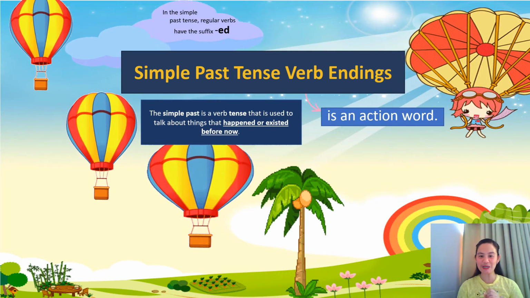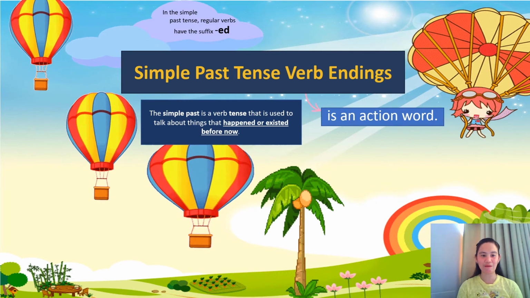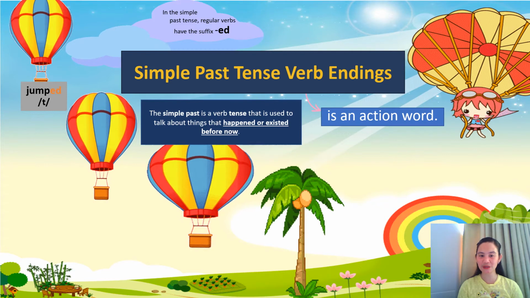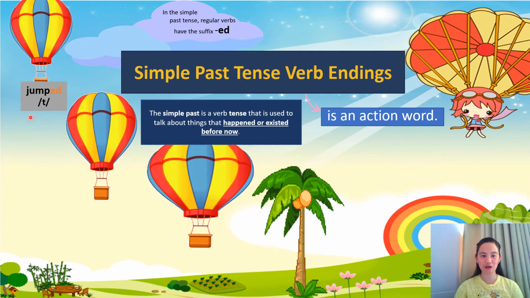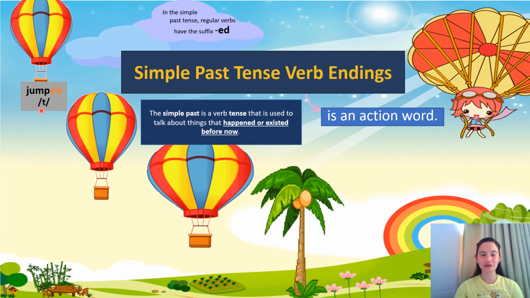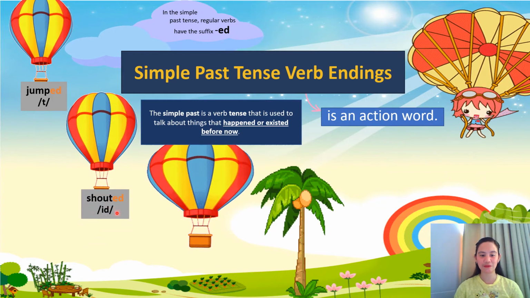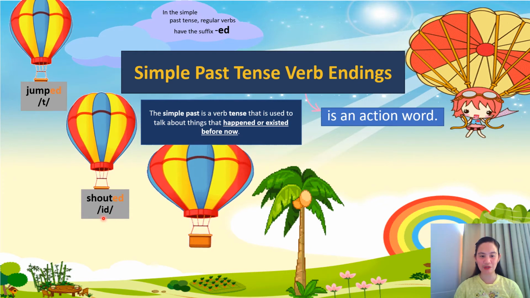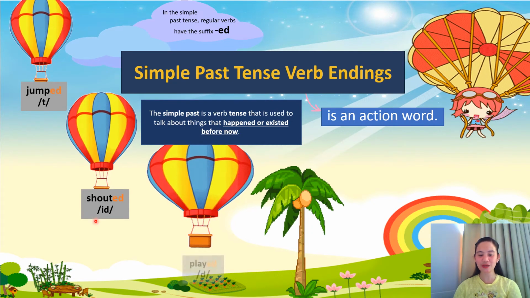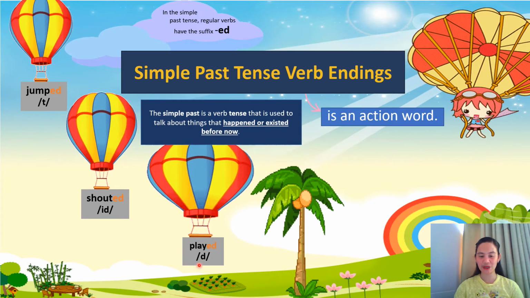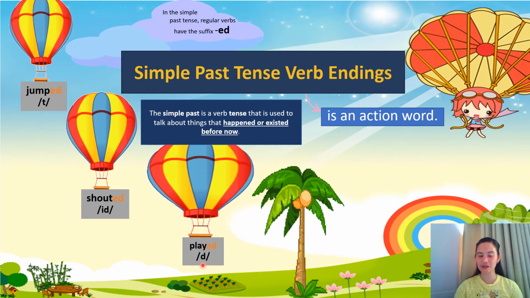Okay, now going back to the three sounds of ed. The first sound you can hear in the word jumped. Below jumped, we have the phonetic translation of the sound of ed, and that is t. Next, we have the word shouted. This is the phonetic translation of the sound of id. So let's read it again. It's shouted. For the last word, we have the word played. Below is the phonetic translation of the sound of ed, and that is d.